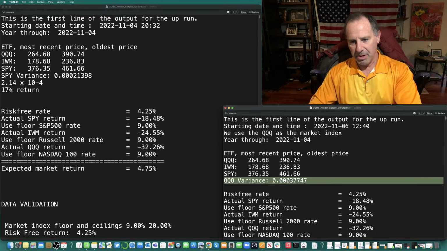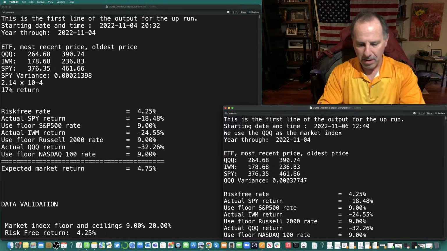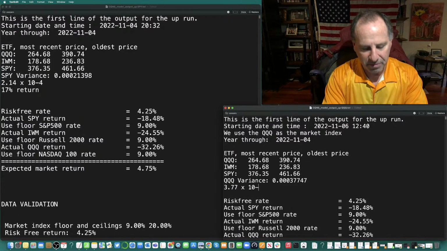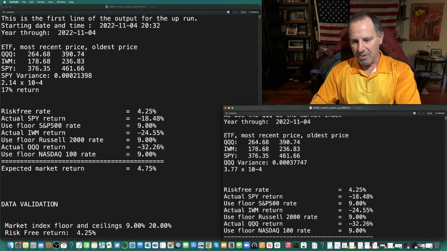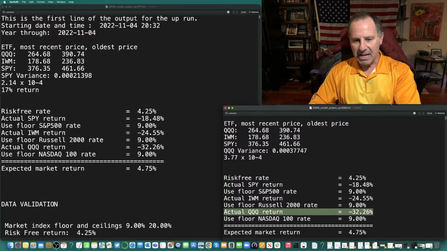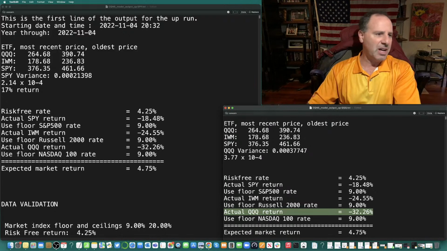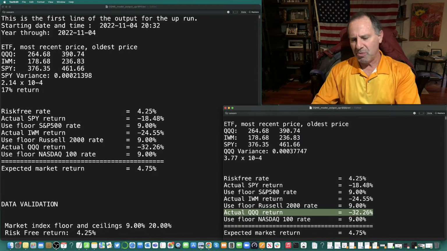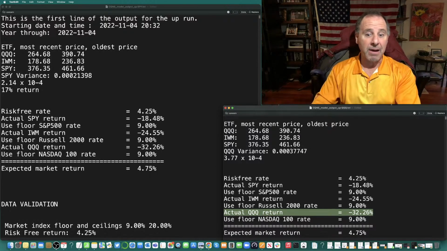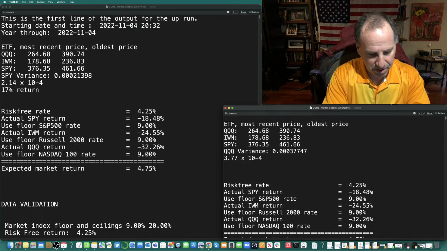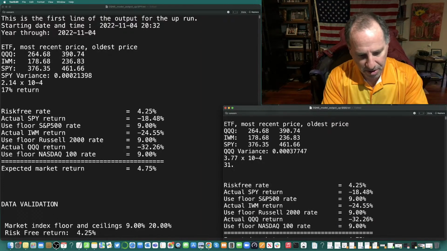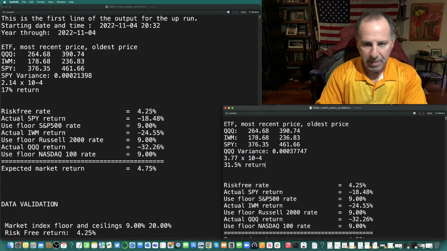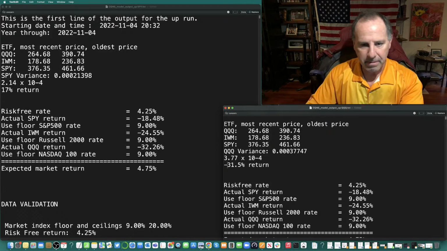Now let's look at the QQQ. 3.77 times 10 to the minus 4, so it's much higher, and the return is negative 32.26. Now, the Nasdaq pays a smaller dividend. It's about less than 1%, so figure we're just going to call it minus 31.5. Return is minus 31.5. And these are negative returns, not positive returns. Here and here.